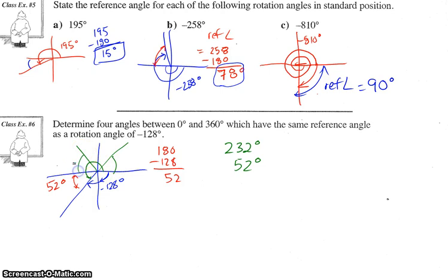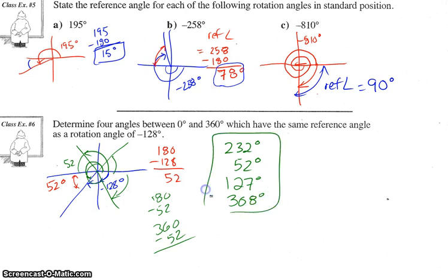Quadrant 2, reference angle 52, found by going 180 minus 52, and we should have 128 degrees. And then finally, quadrant 4, reference angle 52, how do we get our rotation angle? We go all the way 360 minus 52, and we should have an angle of 308 degrees. And there we go. There would be our 4 angles.